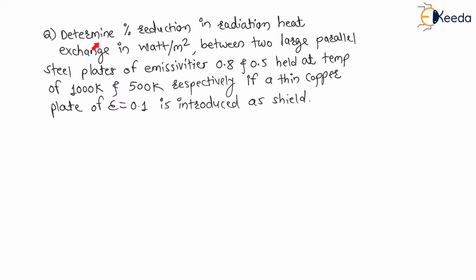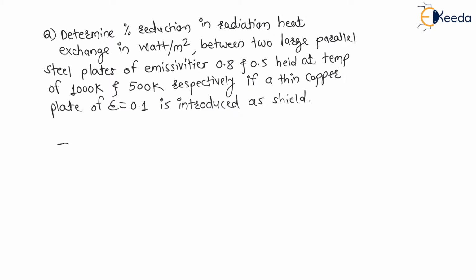The question is, determine percentage reduction in radiation heat exchange in watt per meter square between two large parallel steel plates of emissivities 0.8 and 0.5 held at temperatures of 1000 Kelvin and 500 Kelvin respectively, if a thin copper plate of emissivity 0.1 is introduced as a shield. Now let us understand what is the question.